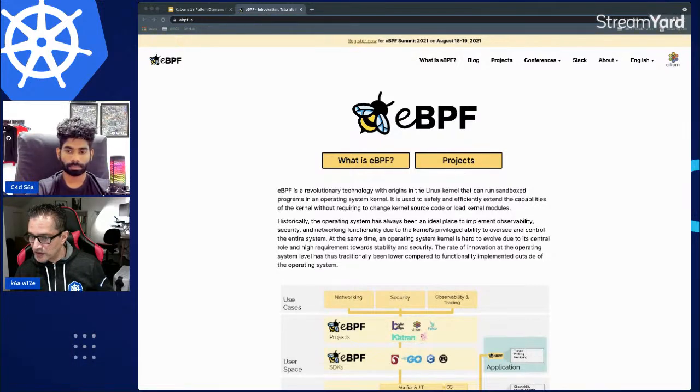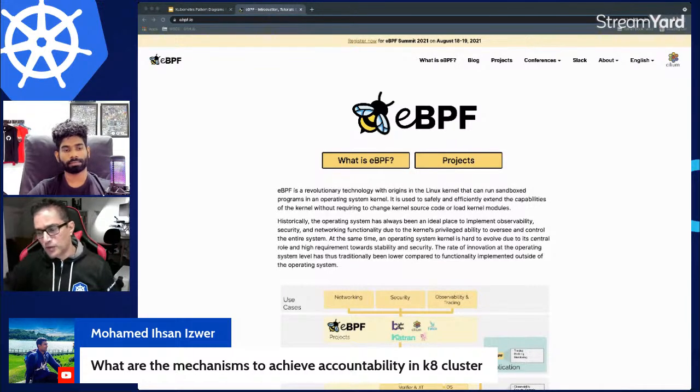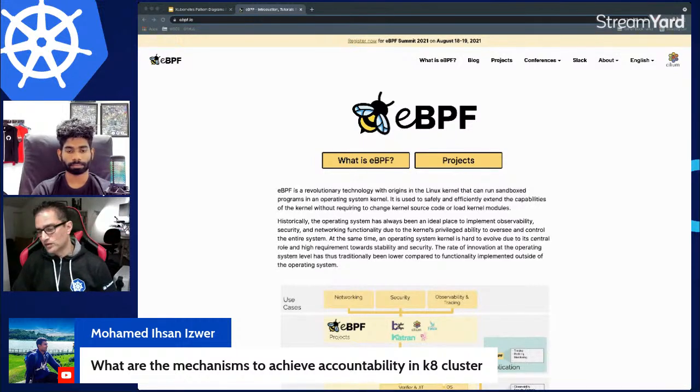There's another question from Mohammed. What are the mechanisms to achieve accountability in a Kubernetes cluster? Accountability, do you want to elaborate on accountability in terms of who does what?